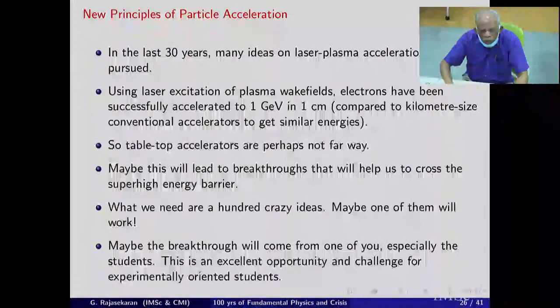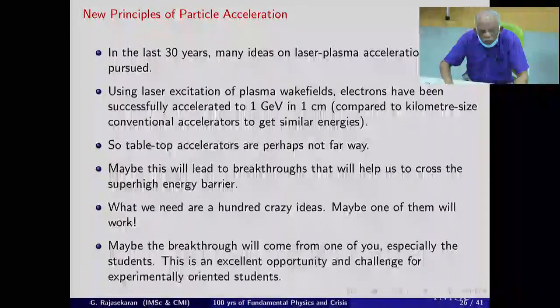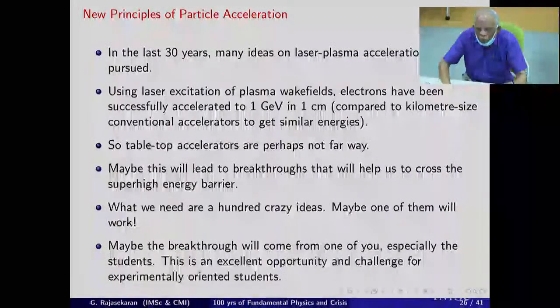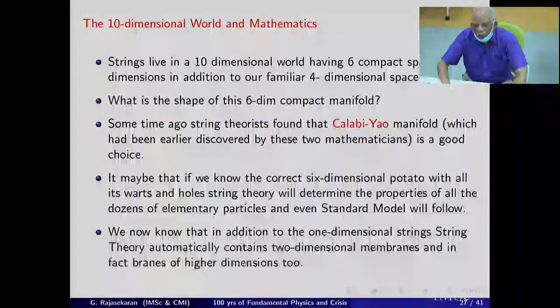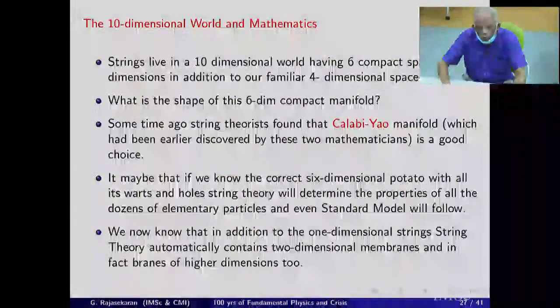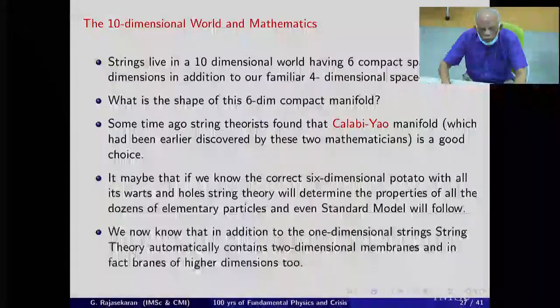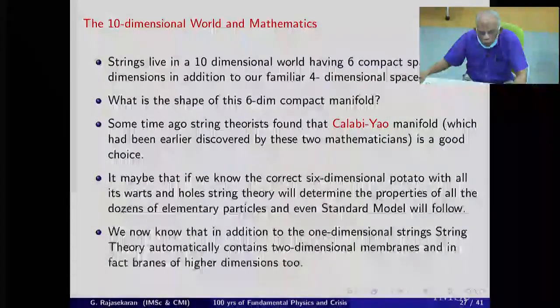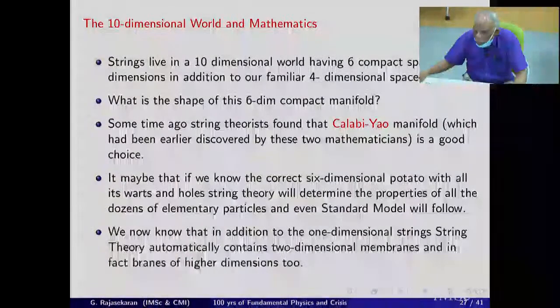And this string theory, I want to say a little bit more, this 10-dimensional world. That means six dimensions are compactified into small bubbles, as I already mentioned. And what is the nature of that compact manifold? That will lead to more information. I will not say more about it, but I want to say one thing. Now we know that in addition to the one-dimensional string, string theory automatically contains two-dimensional objects called membranes, and in fact, branes of higher dimensions, up to 9 dimensions, are possible.